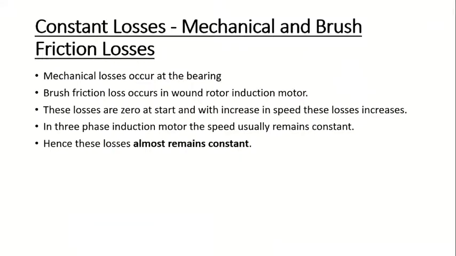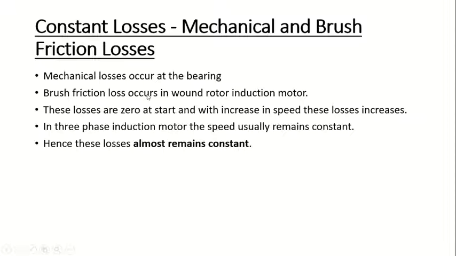And again, other constant losses are mechanical and brush friction losses. Mechanical losses are nothing but when the machine is running, there would be a mechanical loss. That loss is present at the bearing part. There would be a shaft. On the shaft, the induction motor will be mounted with the help of a bearing. When the machine is running, the bearing part will be a moving part with a mechanical motion.